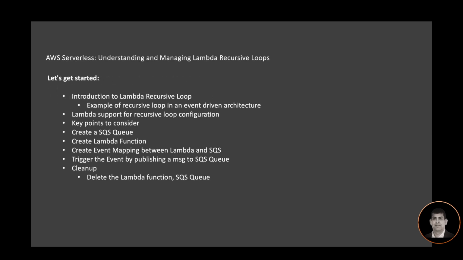Let's get started. We're going to look at what a Lambda Recursive Loop is, an example of a recursive loop similar to how I explained in the architecture diagram. We'll look at Lambda support and key points to consider, then we'll create an SQS queue, create a Lambda function, and then create an event mapping between the Lambda and the SQS queue. I will trigger the event by publishing a message to the SQS queue, and that will trigger the scenario I was referring to, creating the recursive loop. And then we'll do the cleanup, deleting the Lambda function and SQS queue.